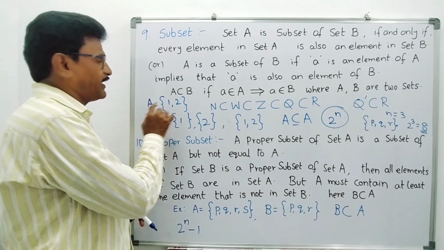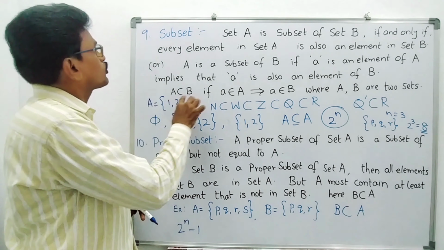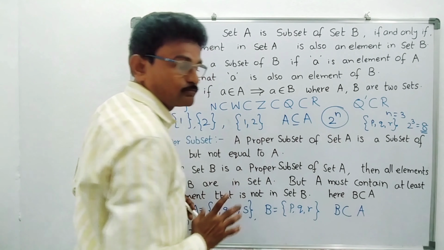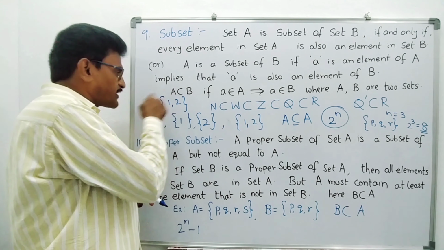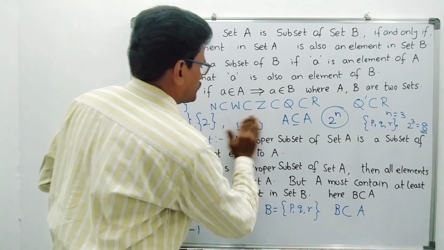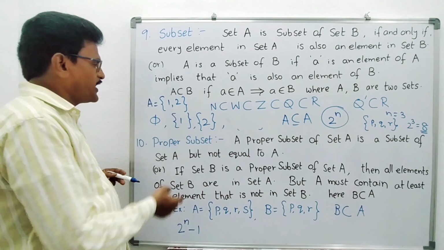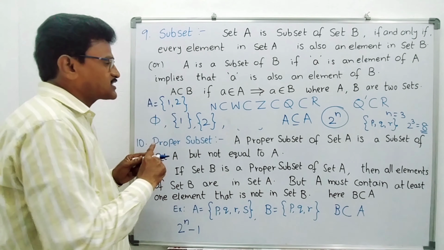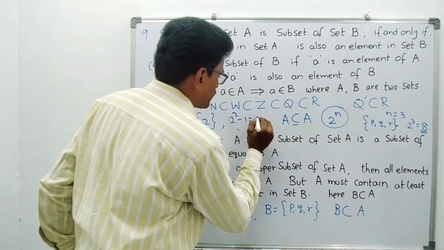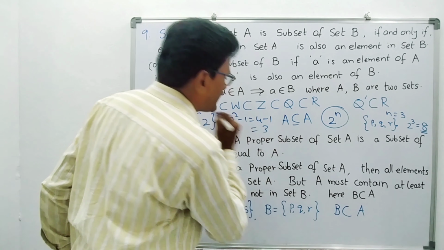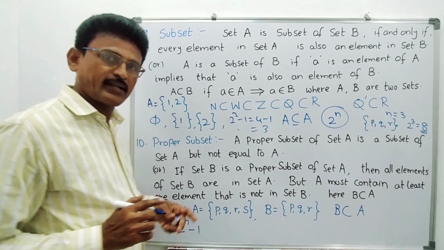Right? Here A has 1 and 2, two elements. Total subsets we said is 4. Now proper subsets for this set means you do not write this one. So how many proper subsets? 1, 2, 3. That is 2 squared minus 1, 4 minus 1. So how many are we getting? Only 3 proper subsets. Right?